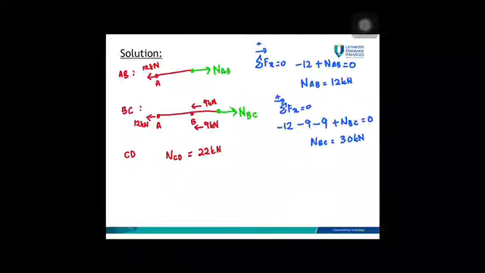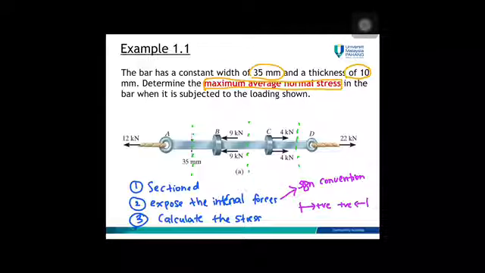From this value, internal forces AB, internal forces BC, and internal forces CD, which one is the maximum value? If you look at the question, it asks you to calculate the maximum average normal stress.